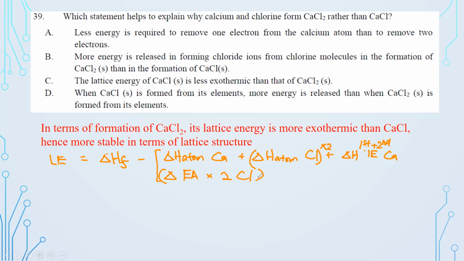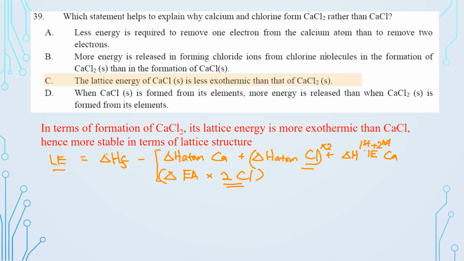Okay, so because you have more atoms to be involved in the reactions in here, it is expected that the lattice energy is going to be more exothermic compared to this one. So as a result, the lattice energy of CaCl2 is more exothermic. So the best answer in here that describes everything is C. Okay, so that is how we explain why calcium and chlorine form CaCl2, and that is for question number 39.